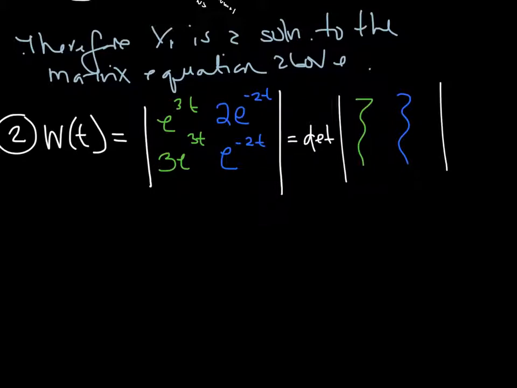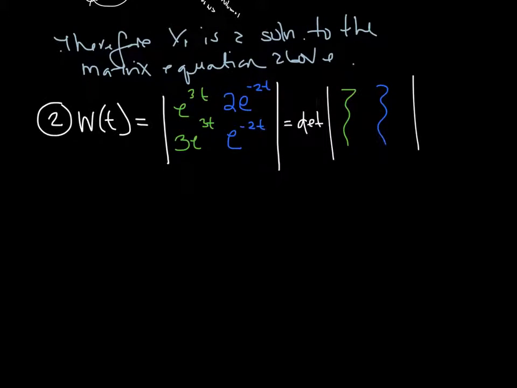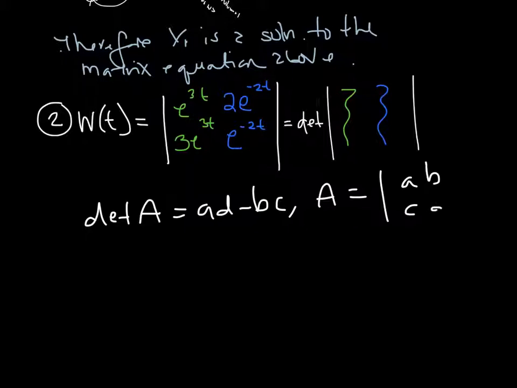And this is a nice 2 by 2 matrix, so let me make this a little bit bigger. Okay, so we know that the determinant of a matrix A is AD minus BC, right? If A is A, B, C, D, multiply those, and then find the difference.